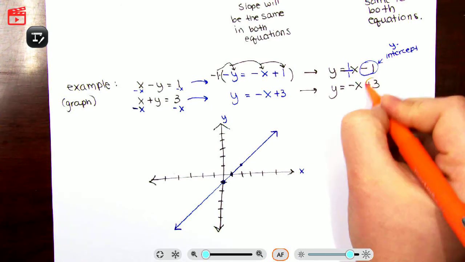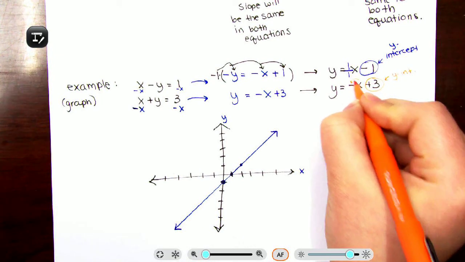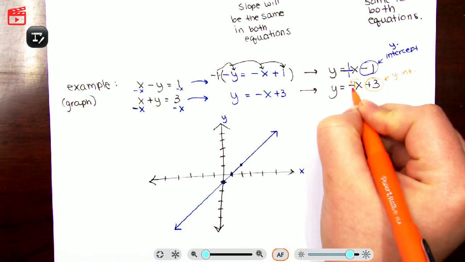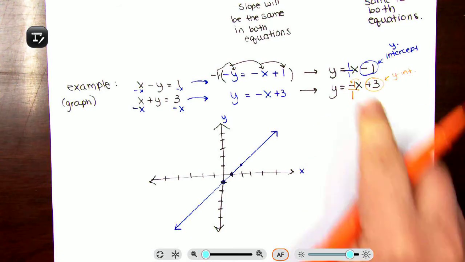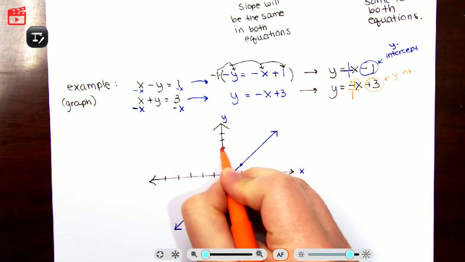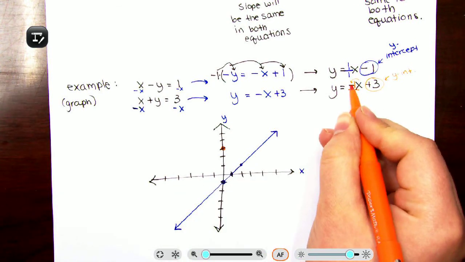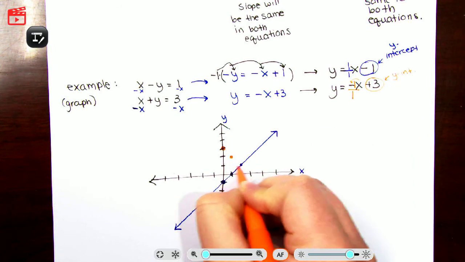Okay, now we're doing the same thing for the other equation. Here is my y-intercept. What number is in front of x? It is 1. How do I make that into a fraction? Put a 1 underneath that. So my slope is negative 1 over 1. So I need to find 3. 1, 2, 3. And then I'm going down 1 over 1, down 1 over 1, down 1 over 1, down 1 over 1.